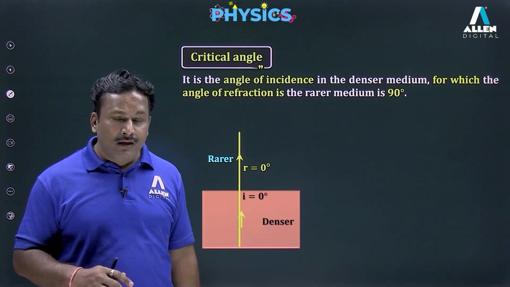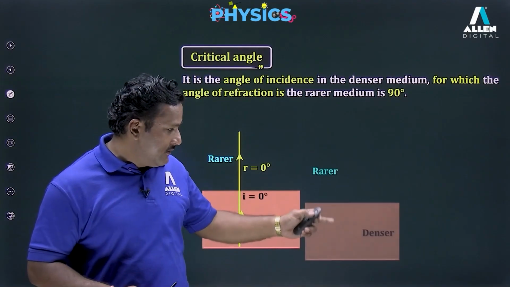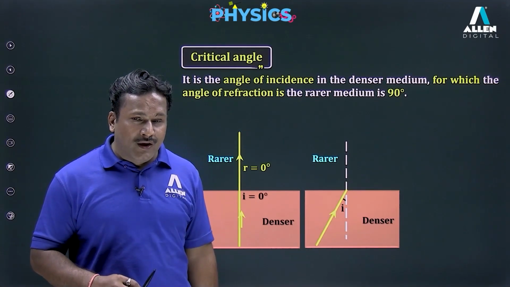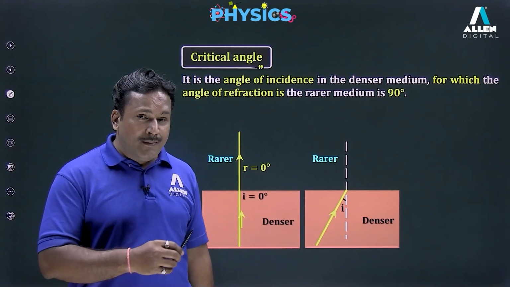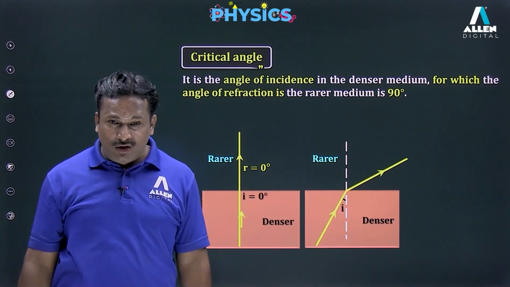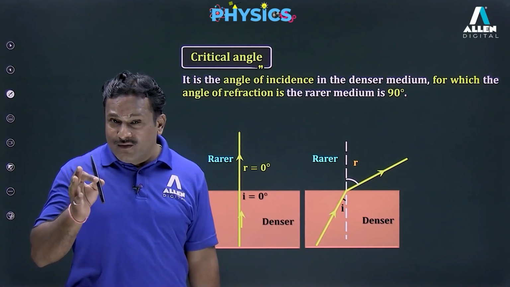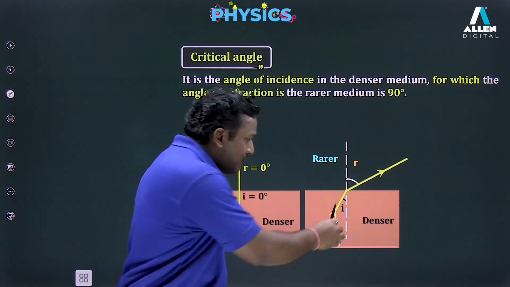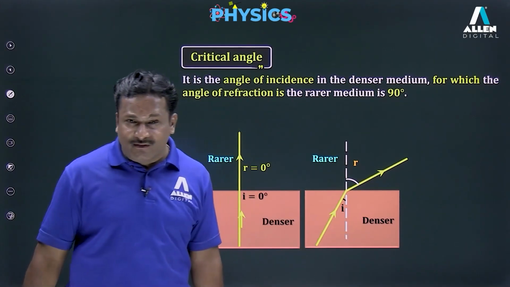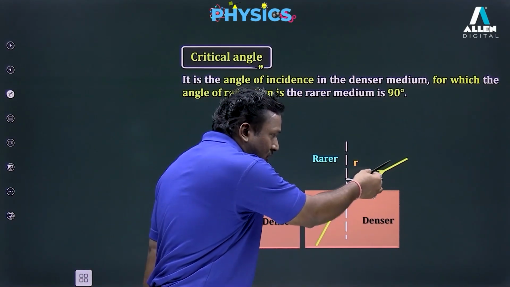But if there is a certain value of angle of incidence, whenever the ray of light goes from a denser to a rarer medium, will it bend towards or away from the normal? In this case, the ray will bend away from the normal. If I continuously increase the angle of incidence, what will happen to the angle of refraction? The angle of refraction will also increase.